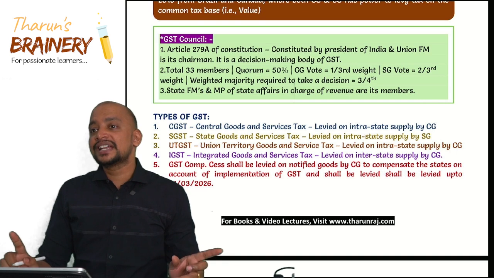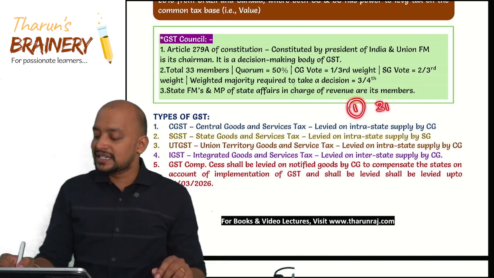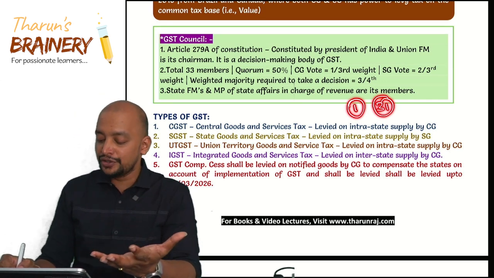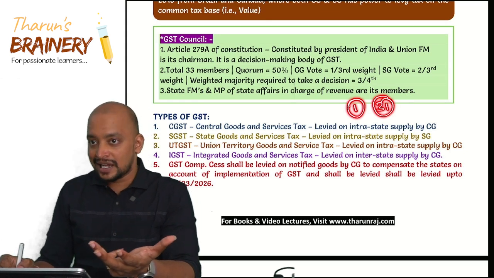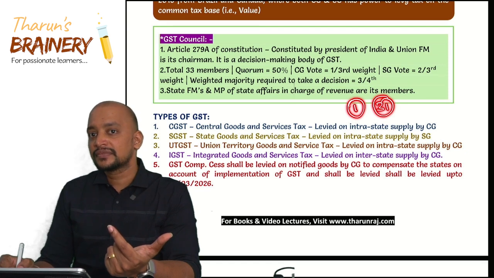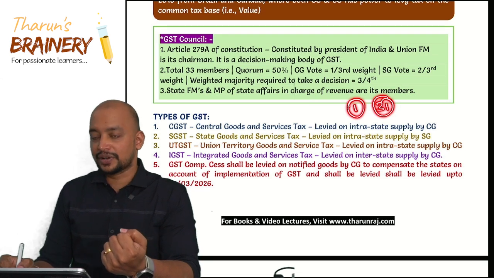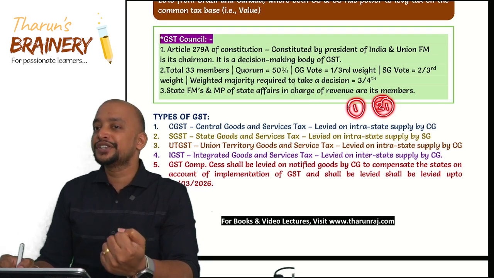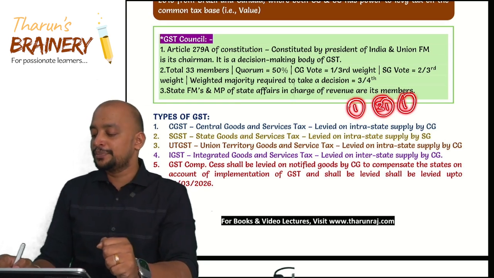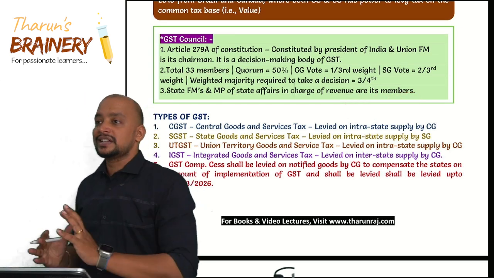So state finance ministers will be there, and 1 union finance minister, 31 state finance ministers, plus for remaining 5 union territories. What are the remaining 5 union territories? Daman, Diu, Dadra, Nagar Haveli, Chandigarh, Ladakh, then Andaman, Nicobar, Lakshadweep. Okay, so these are the 5 union territories. For these 5 union territories together, we have 1 union MP. So that 1 union MP. So 31 plus 1 plus 1. So 33 members will be there in the GST Council.